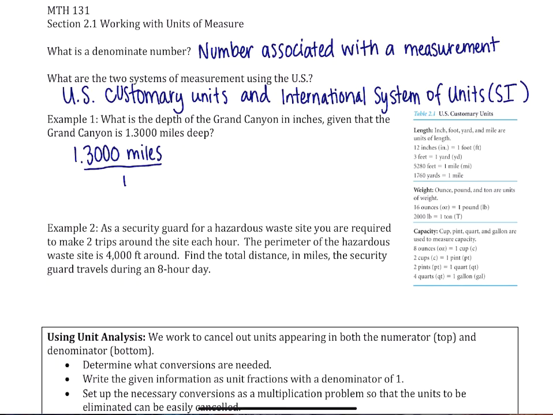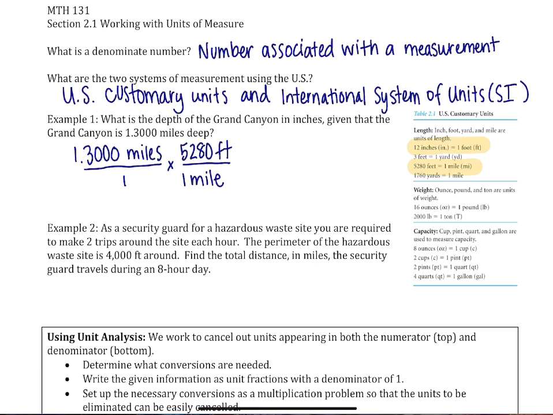Unfortunately, when I look at table 2.1, I do not see an equivalent between 1 mile and a certain number of inches. What I do see is that 1 mile is 5,280 feet, and I see that 12 inches is equal to 1 foot. So knowing that those are equivalent, that tells me that I can take 1 mile and I can take 5,280 feet, and these represent the same amount. Whether I'm traveling 1 mile or 5,280 feet, I've traveled the same distance.